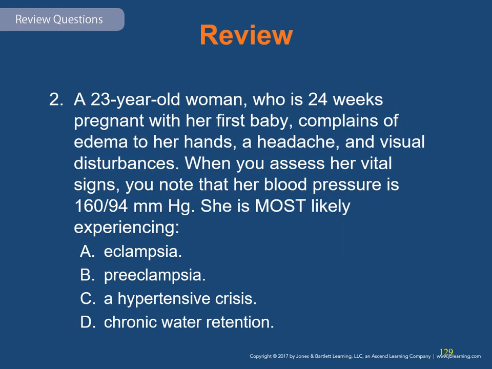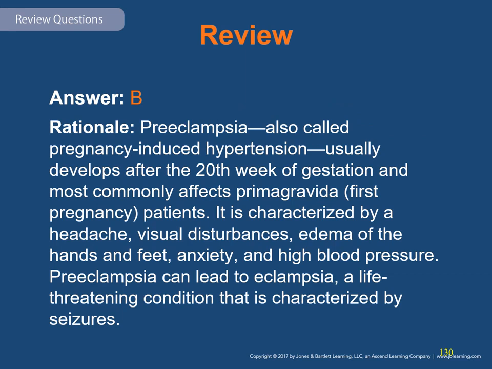Review question 2. A 23-year-old woman who is 24 weeks pregnant with her first baby complains of edema of her hands, a headache, and visual disturbances. When you assess her vital signs, you note her blood pressure is 160/94. She is most likely experiencing A. Eclampsia, B. Preeclampsia, C. A hypertensive crisis, D. Chronic water retention. The correct answer is B.